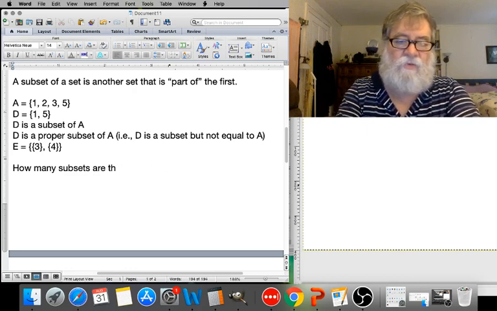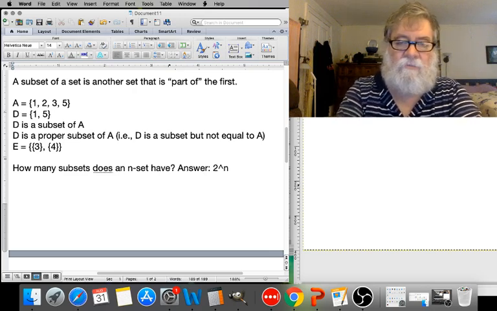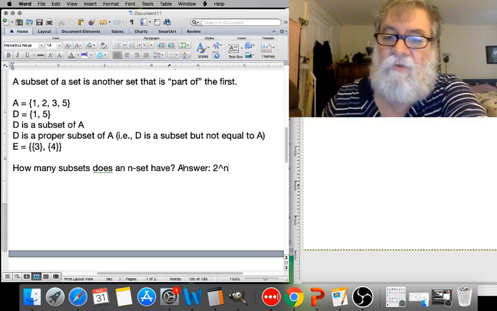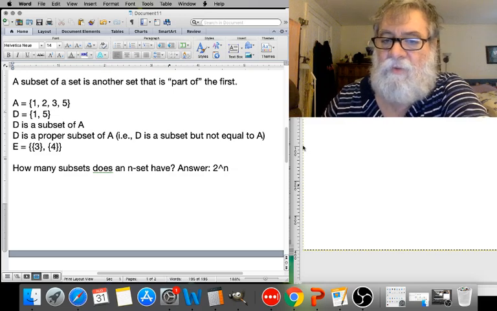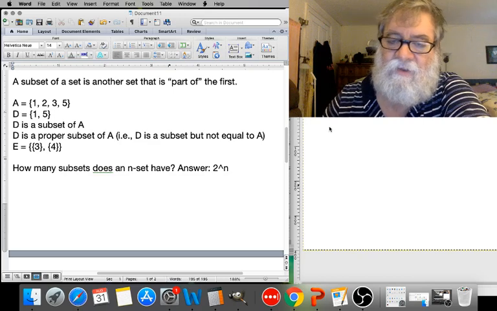Let me say, one of the interesting questions is how many subsets does an n set have? The answer is 2 to the n. You can try to figure that out for yourself if you want. There's a lot of ways to prove that. I'll maybe prove it a little bit later on, when we get to combinatorics, or we could do it before then.